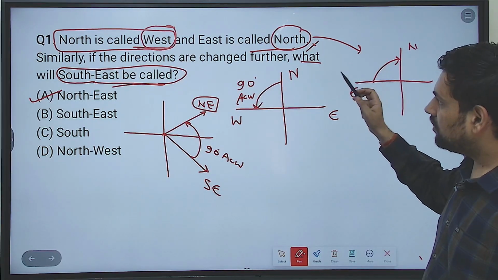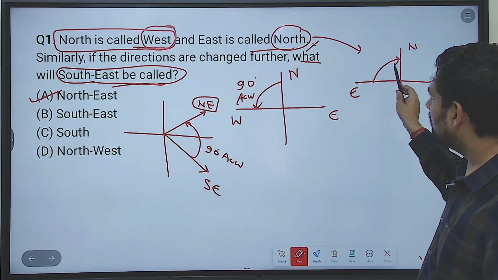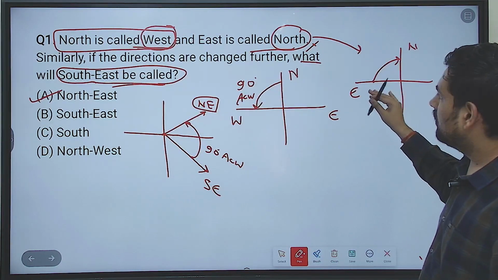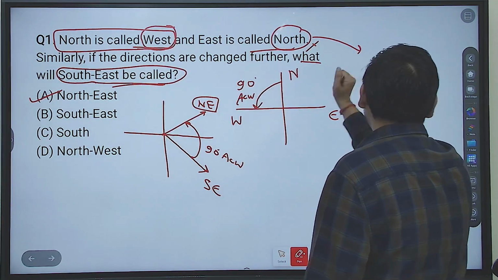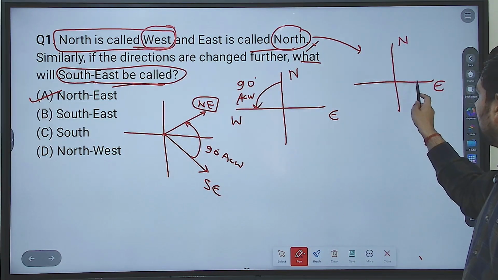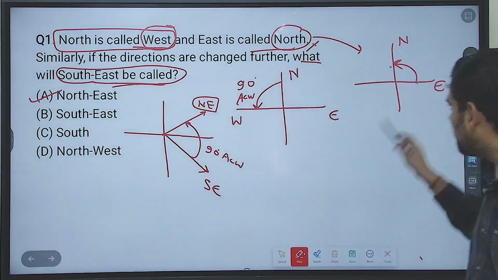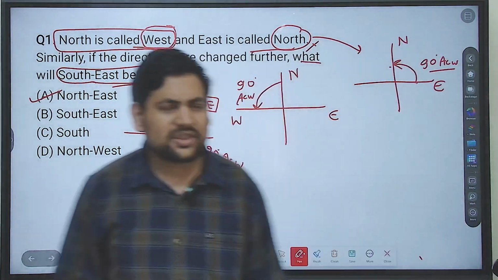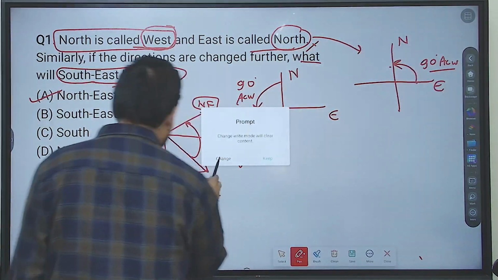East is called north. So east is this direction, so this is east, this is north. Now east is called north, you go in this direction. What is this angle? This angle is again the same, that is 90-degree anti-clockwise. So the same angle you will get at every place. Now let's try more questions.